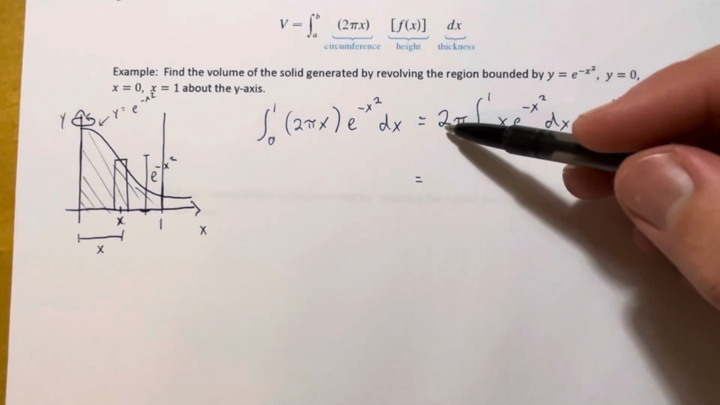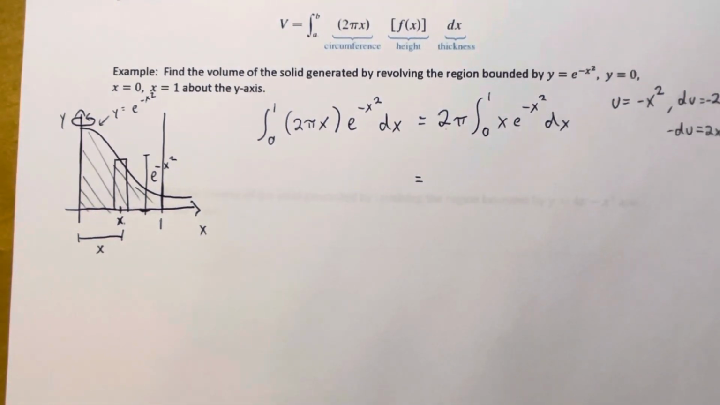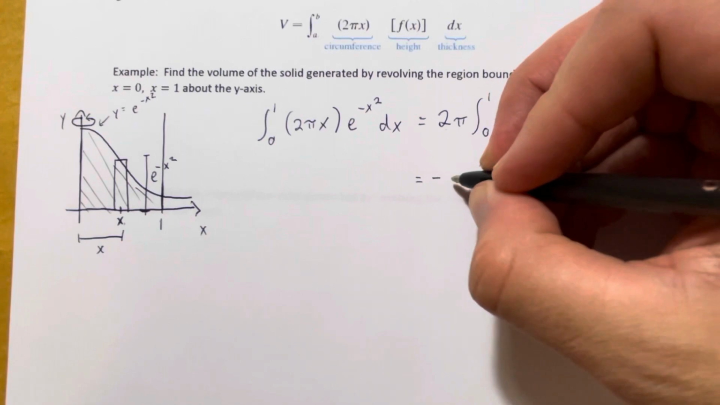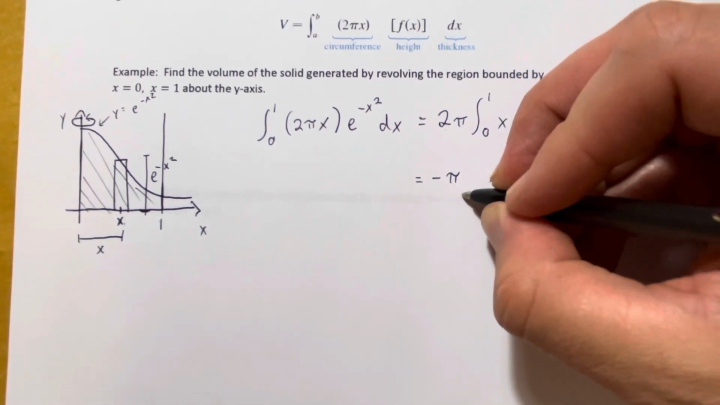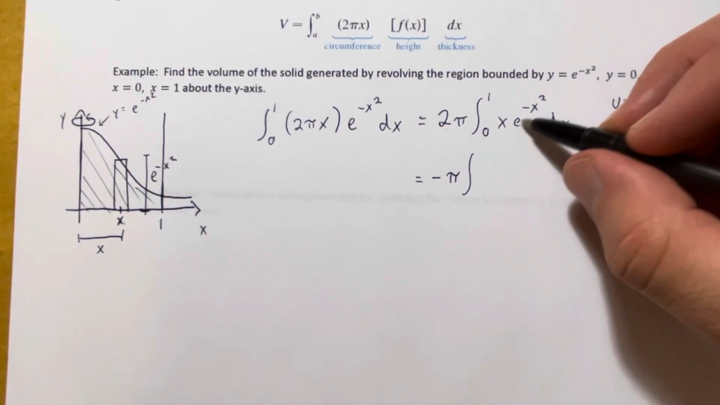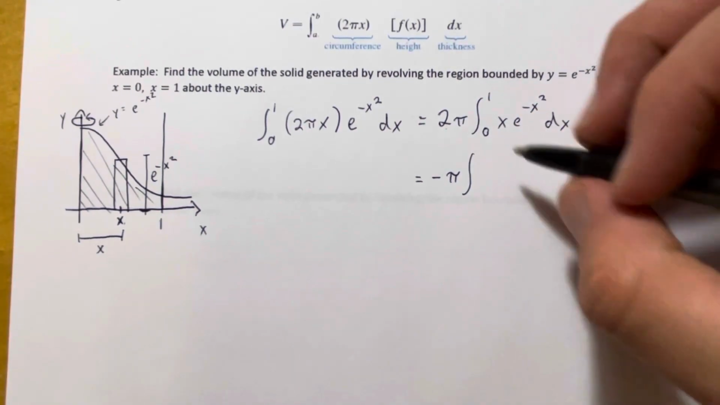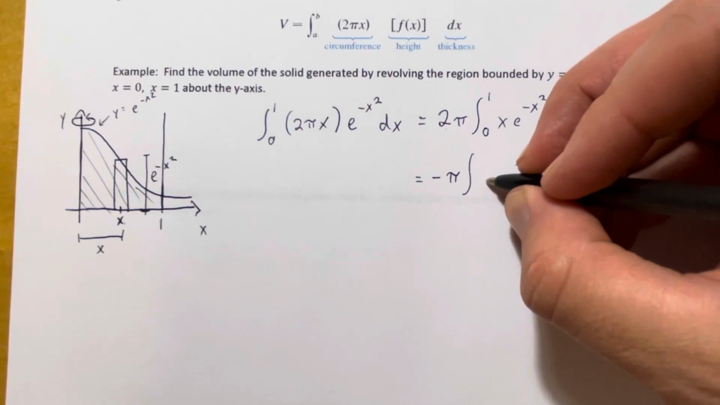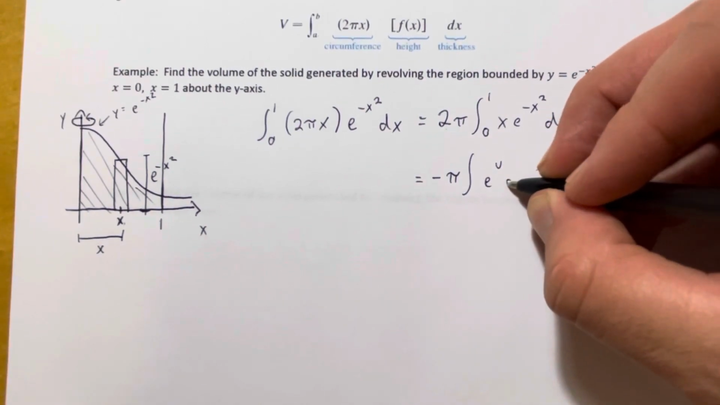So that means I'm swapping the 2x dx out for a negative du. Let's bring the negative out here. So there's negative pi. And then this becomes e to the u. And then remember, all that's left from what I swapped things out for is du. So e to the u du.